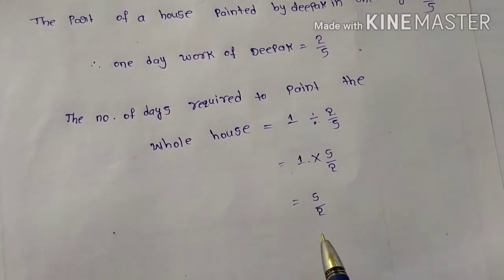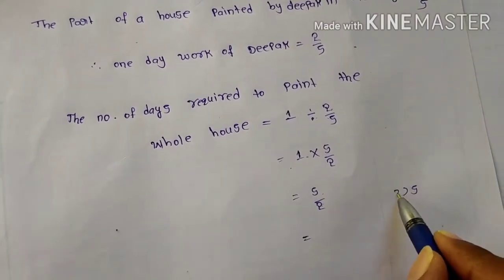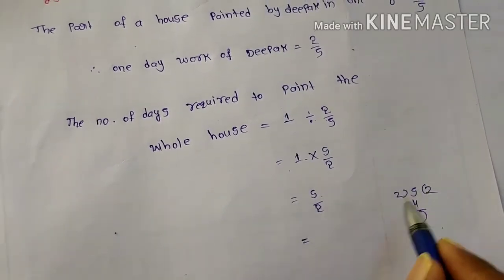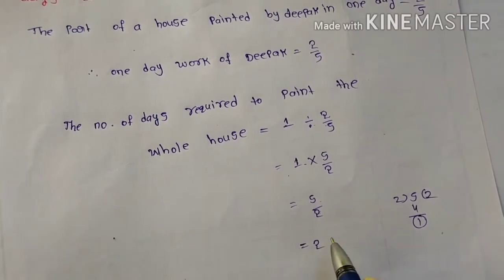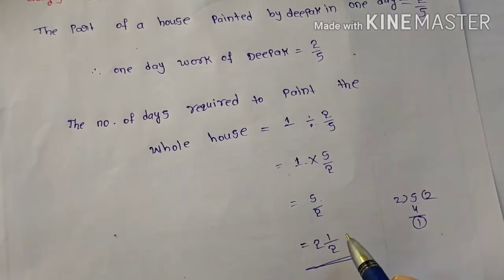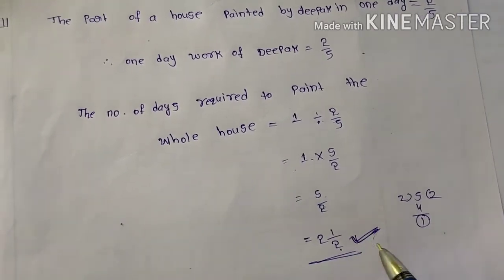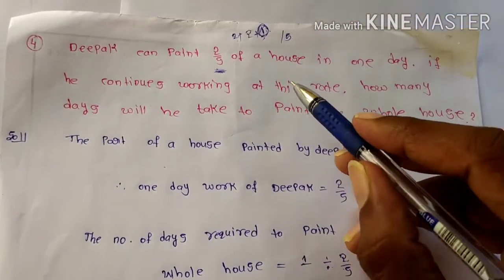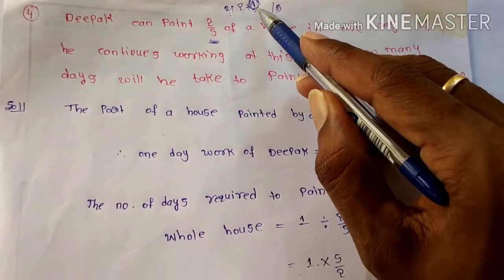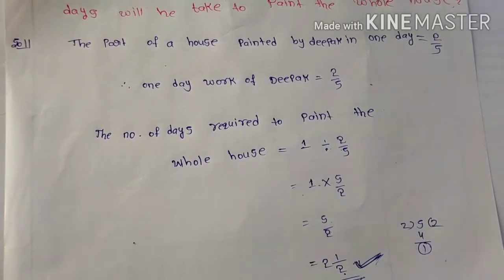It is an improper fraction, so you can convert it into a mixed fraction. How much do you see here? 2 2s are 4. Remainder is 1. That means you can write here 2 as integral part, 1 as remainder by 2. That means the number of days required to complete the house can be 2.5 days only. Your answer is 2.5 days required. Even in rough work, it is 2.5 days: 1 day, 1 day, half day. That means total 2.5 days are required to complete the house.